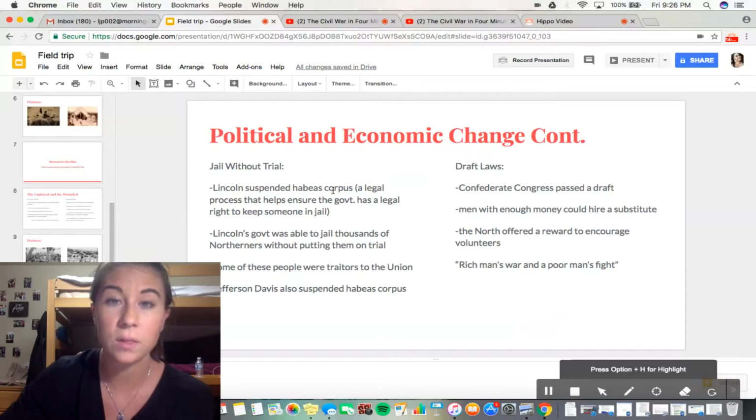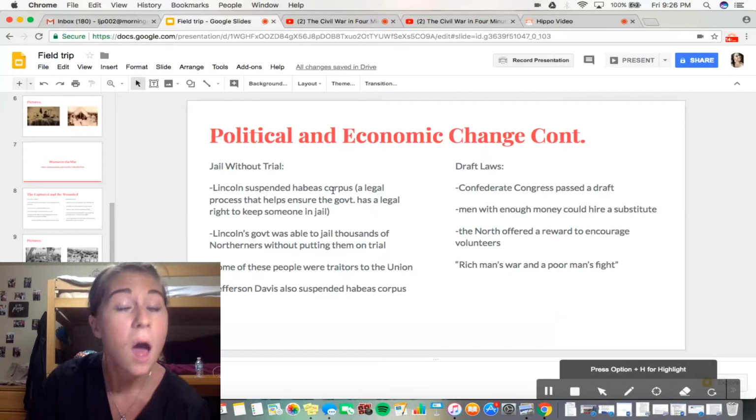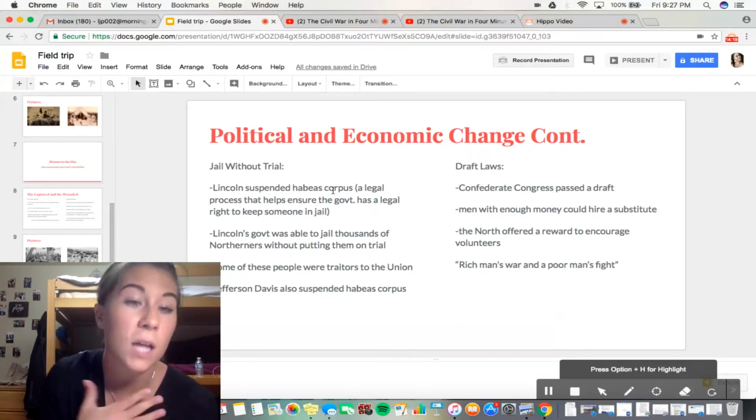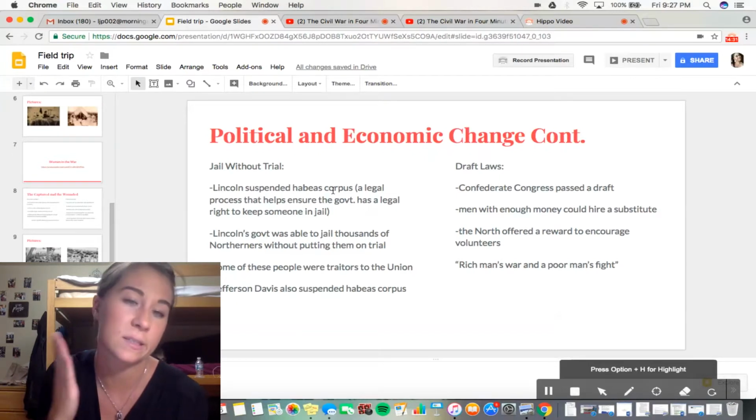So continuing with the political and economic change, there began jail without trial. Lincoln suspended habeas corpus, and habeas corpus is a legal process that helps ensure the government has a legal right to keep someone in jail. And because of this, Lincoln put people in jail. Not just Lincoln, but the government put people in jail because they could have been traitors to the Union, and they put them in jail without a trial, no questions asked. They were just put in jail, and they could not come out.